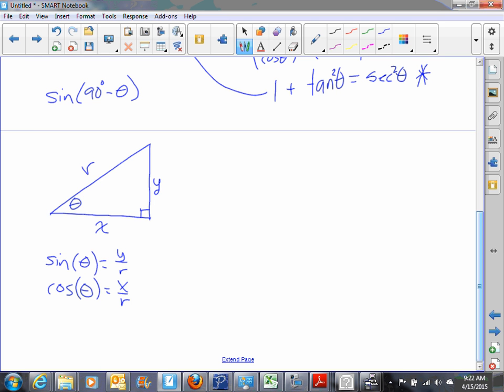Now, there is a theorem in geometry that says in any right triangle, the two acute angles are complementary.